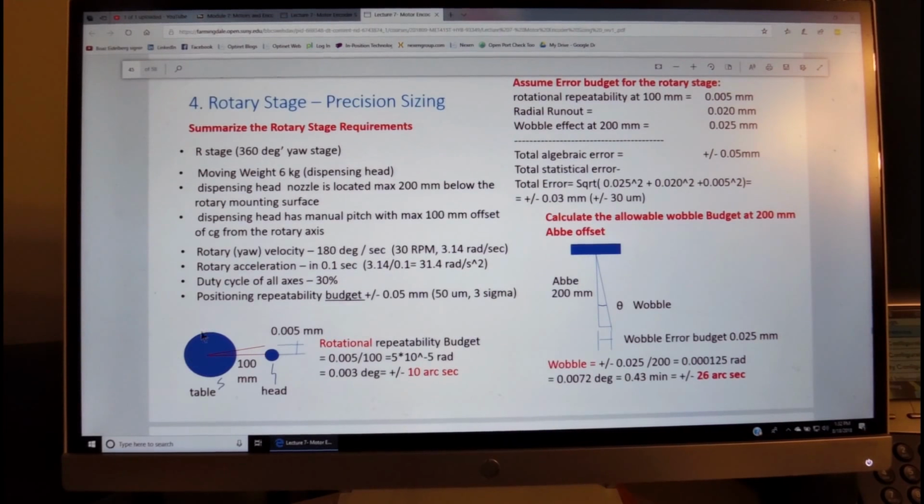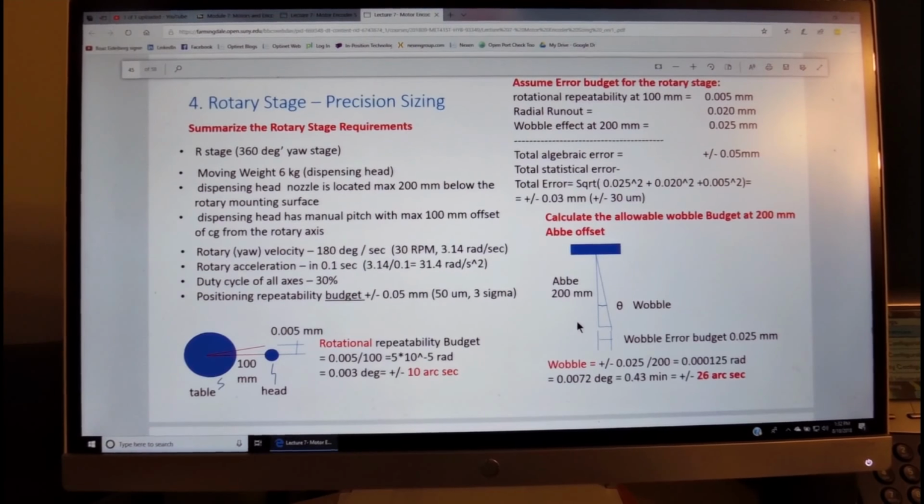And also we have the encoder of the rotary stage with its AB offset, which is going to cause another error. And then we have to statistically combine these two errors. So if the budget of the total rotary error is 50 microns, then what we could do is provide the rotational repeatability of the encoder a budget of 5 microns.